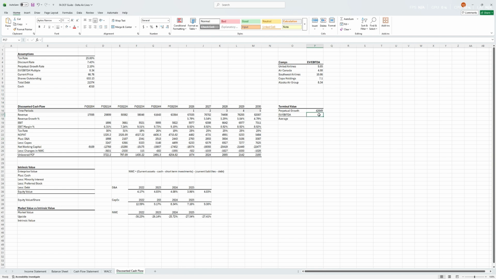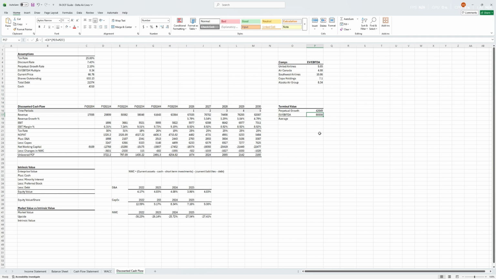Now for EV to EBITDA, this is where our EV to EBITDA multiple we came in earlier. Basically, we're just going to do EV to EBITDA multiple times our EBITDA. For EBITDA, we have our EBIT plus depreciation and amortization of our final year. So we have our EBIT projection plus depreciation and amortization right there. And then that'll be our final year's EBITDA. And there is our other way.